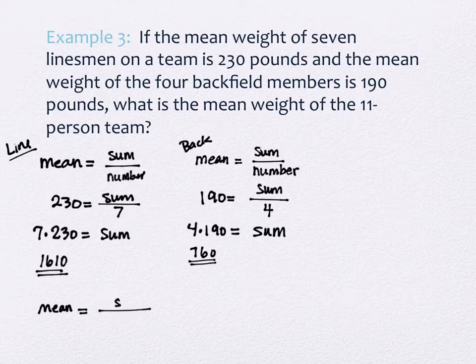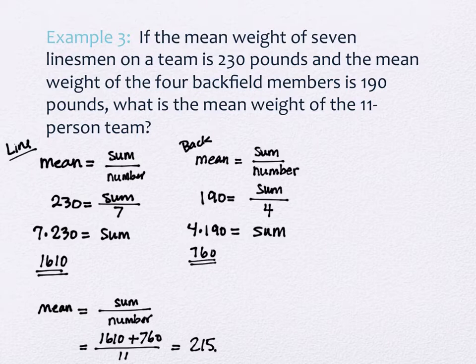equals the sum divided by the number. But my sum this time is the sum of the total weights, which is the 1610 plus the 760. And what is my total number? 11. So go ahead and add those together and then divide by 11. Sorry, 215.5 what? Pounds.